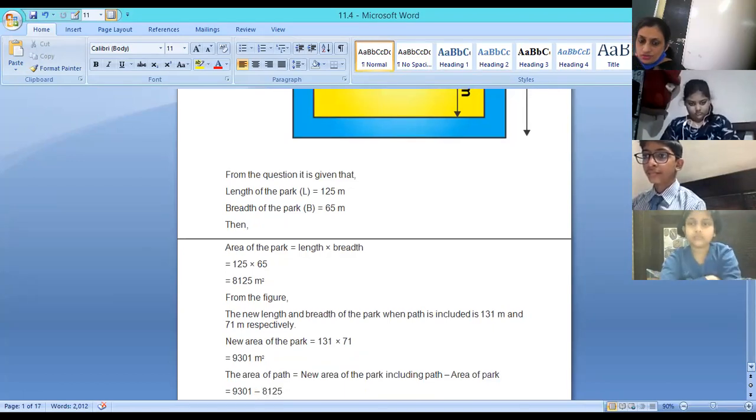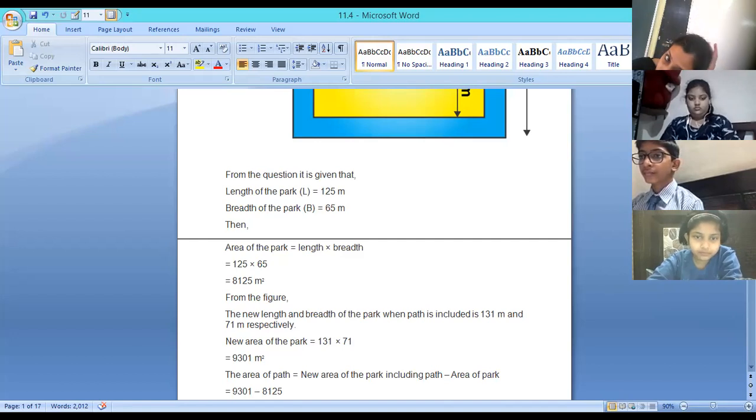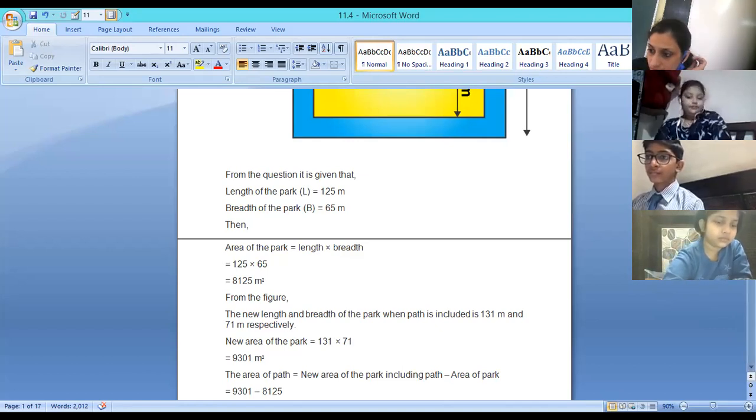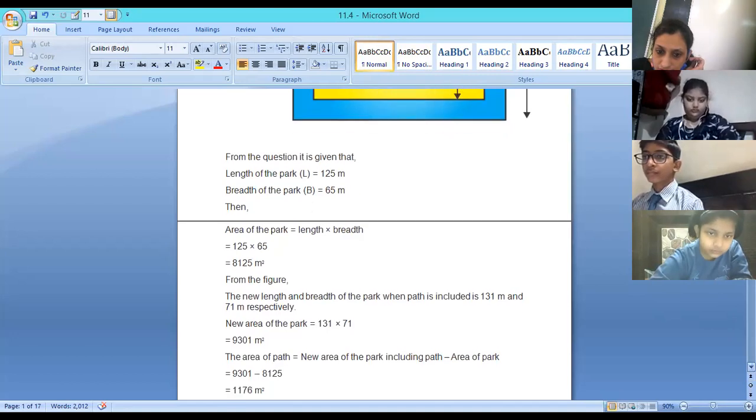You will subtract it. How much will you be getting after subtracting? What will be the area of the path? 1176 meter square. Yes, Swastik. Right answer, Astha. After subtracting, you are getting 1176 meter square. That's right.